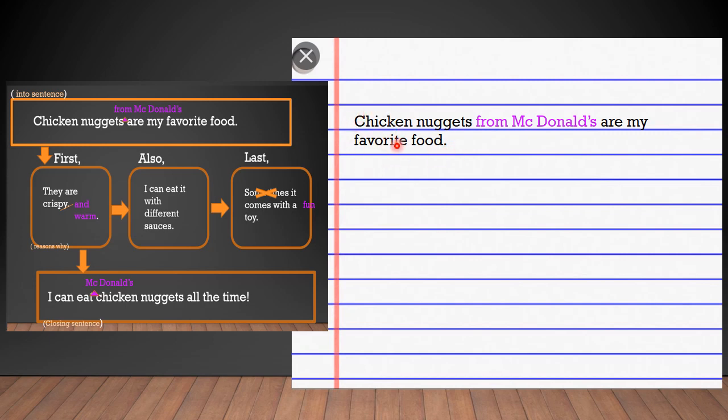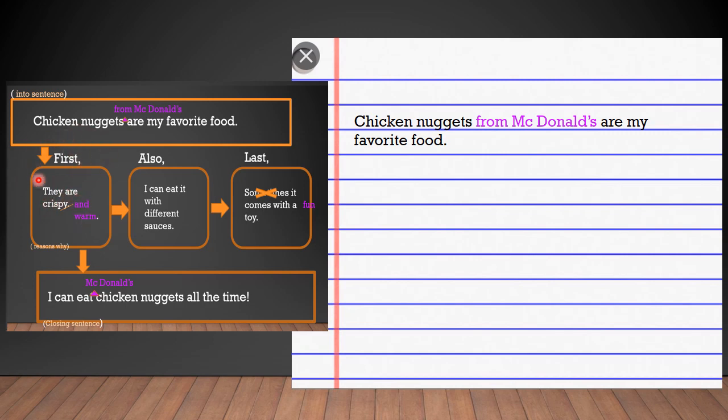Now I go to my second sentence. I will not start on a new line because this is all still one paragraph, one main thought, all my sentences are about one topic, so I'm going to continue on with this second line that still has space in it. And I'll write my second sentence, which is, first, they are crispy and warm.